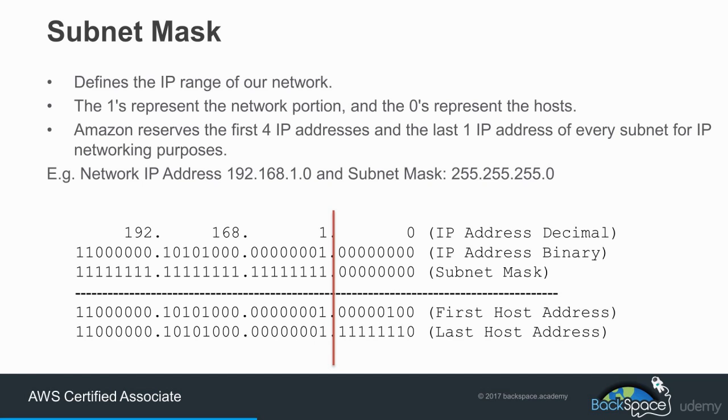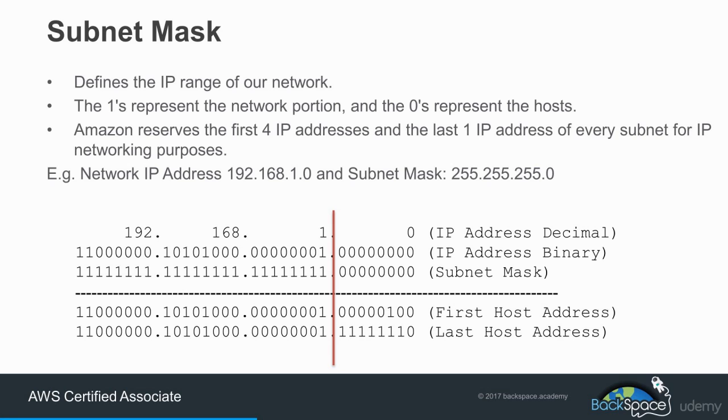So a subnet mask defines a range of IP addresses. It defines the IP range of our network. The ones in that subnet mask represent the network portion, and the zeros represent the host. So what does that mean? That means that we have a network, and then we have those zeros which represent the host. They're the range of IPs that can be used for hosts within that network.